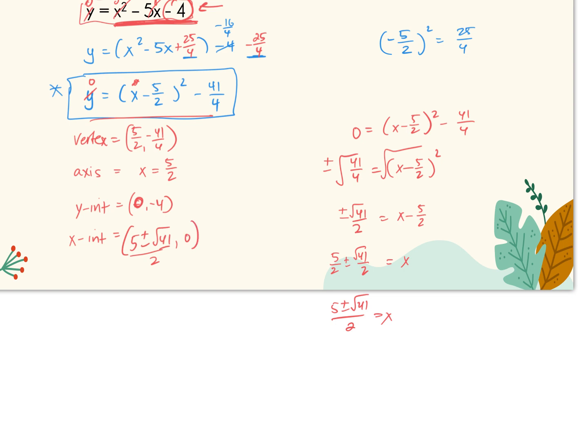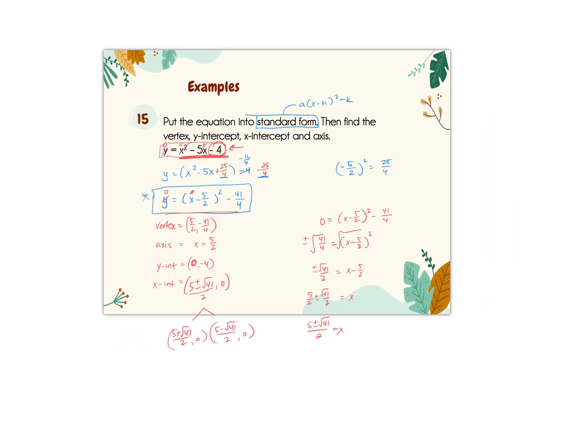Okay, and again, I could separate that into two if I wanted. You know, I know that this is 5 plus radical 41 all over 2, and 5 minus radical 41 all over 2, and 0. Okay, either way. And there you have all the things that were asked for.